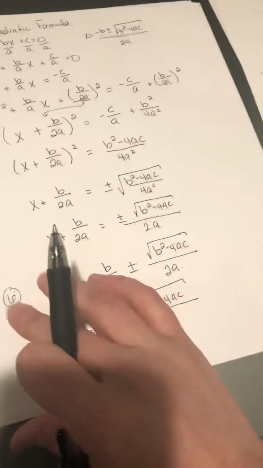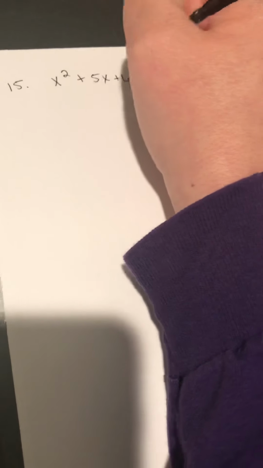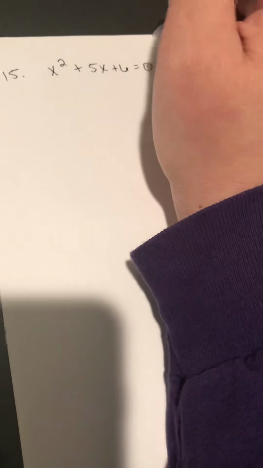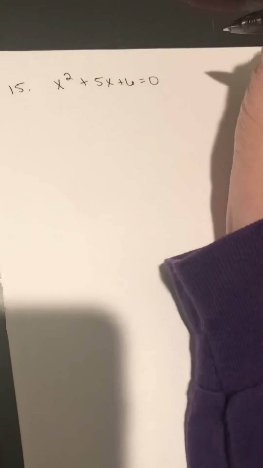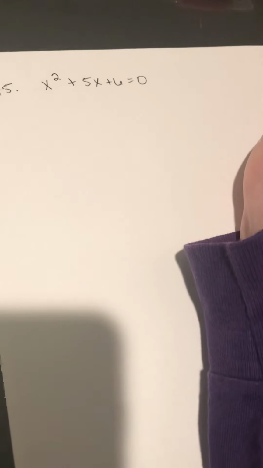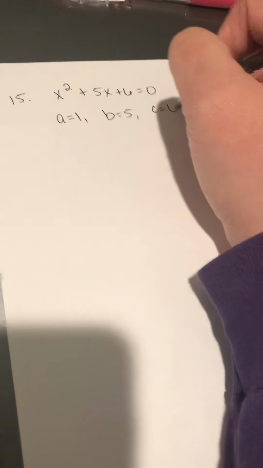But to actually use the quadratic formula to solve something, we have number 15. We have x squared plus 5x plus 6 is equal to 0. So for the quadratic formula, you want one side equal to 0, typically the right. For factoring and the quadratic formula, you want one side equal to 0; just completing the square is where you want to move it. So in this case, my a is 1, my b is 5, and my c is 6.